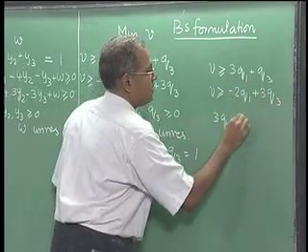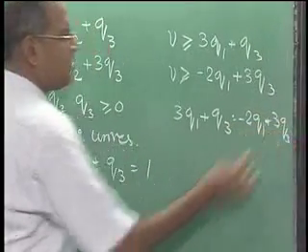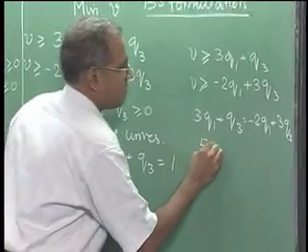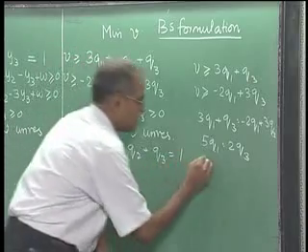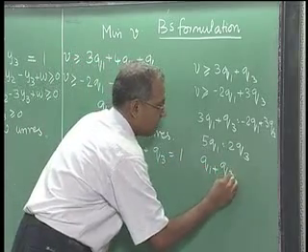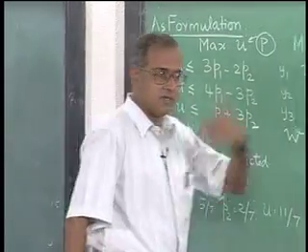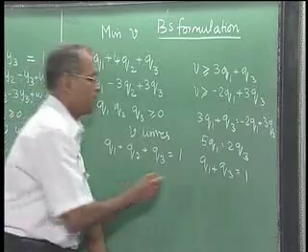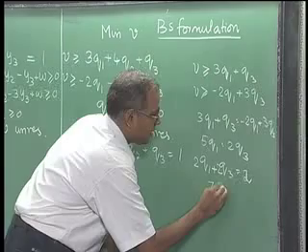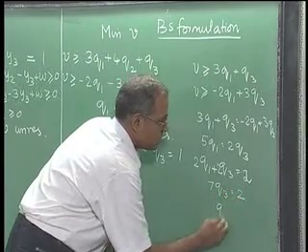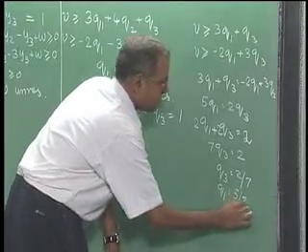So 3q1 plus q3 is equal to minus 2q1 plus 3q3. This would give us 5q1 is equal to 2q3. We also know that q1 plus q3 is equal to 1. This comes because q2 is non-basic, therefore q2 is 0, q2 has been left out. So we have 2q1 plus 2q3 is equal to 2. So 7q3 is equal to 2. So q3 is equal to 2 by 7, q1 is equal to 5 by 7.